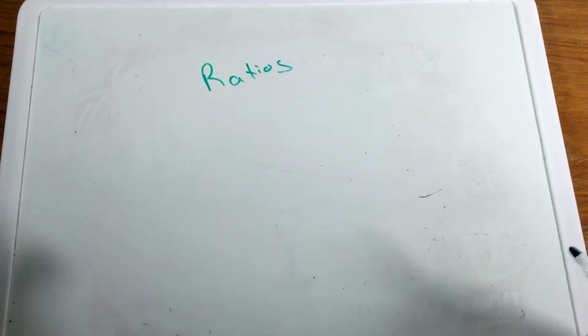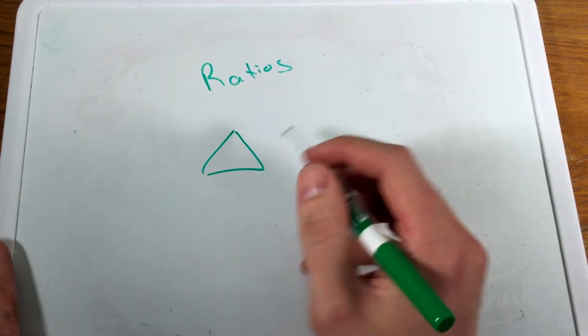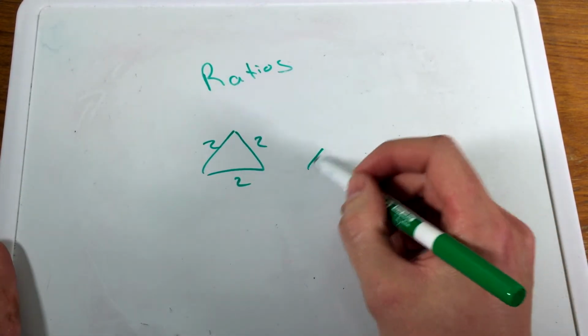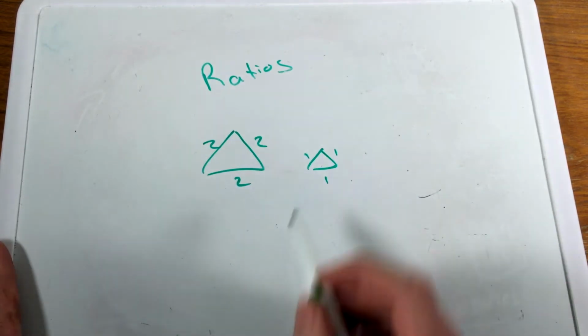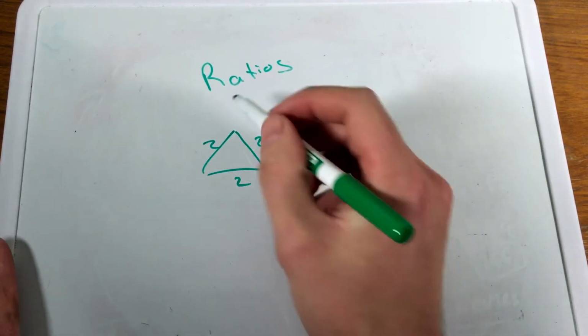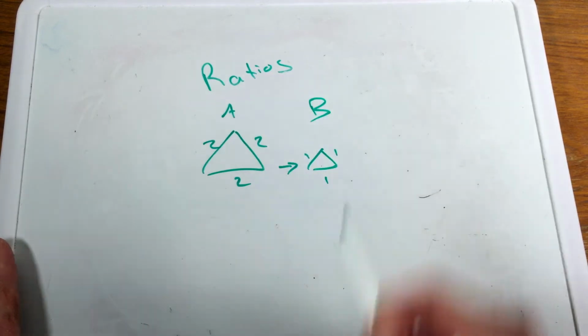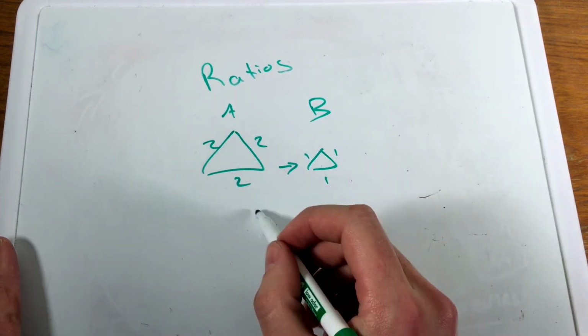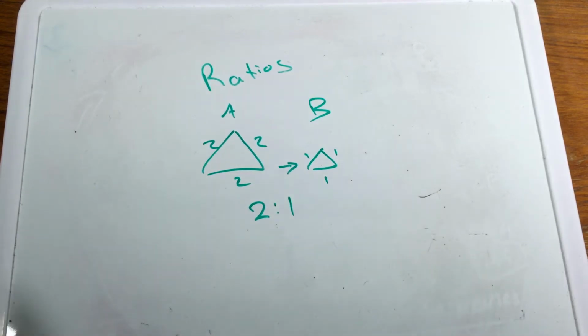within a shape or between two shapes. So if I had, let's say, a triangle that had a length of 2 all the way around, so it's an equilateral triangle, and I have another triangle that has a length of 1 all the way around, and I wanted to go from triangle, let's say, A to triangle B here, the ratio of the side lengths from triangle A to the side lengths of triangle B, that would be a 2-to-1 ratio.